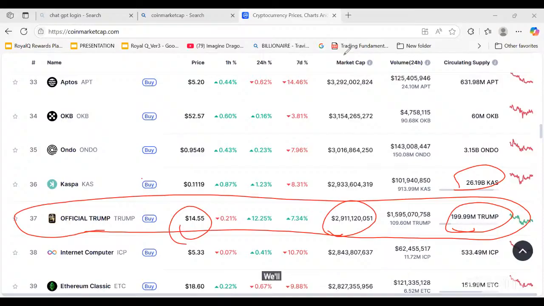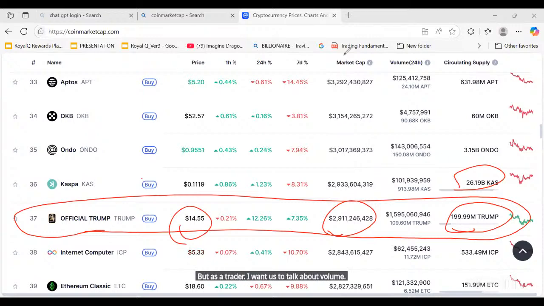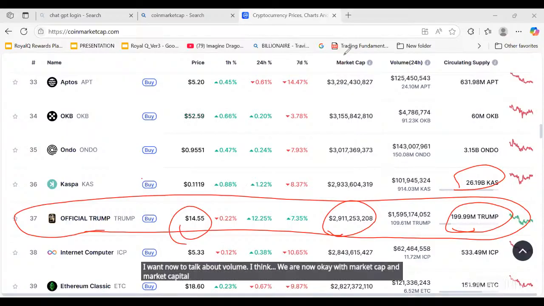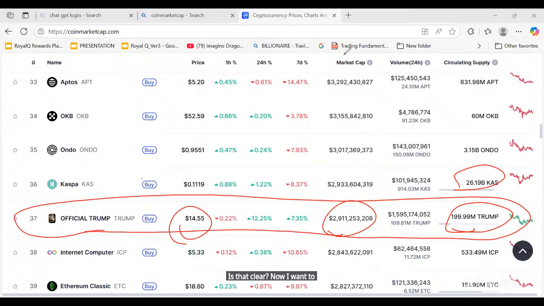Now, guys, as a trader, I want us to talk about volume. I think we are now okay with market cap and market capitalization. Is that clear? Now I want to go to something else.